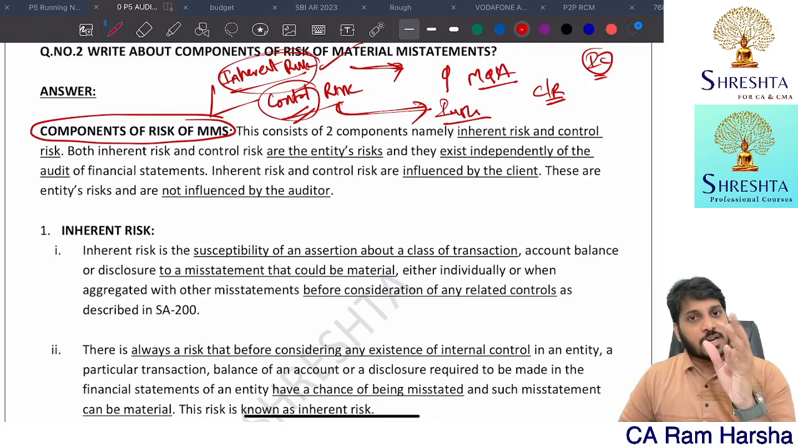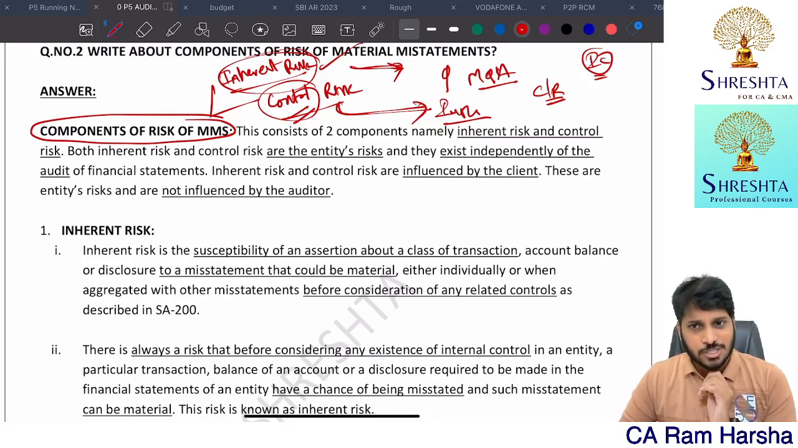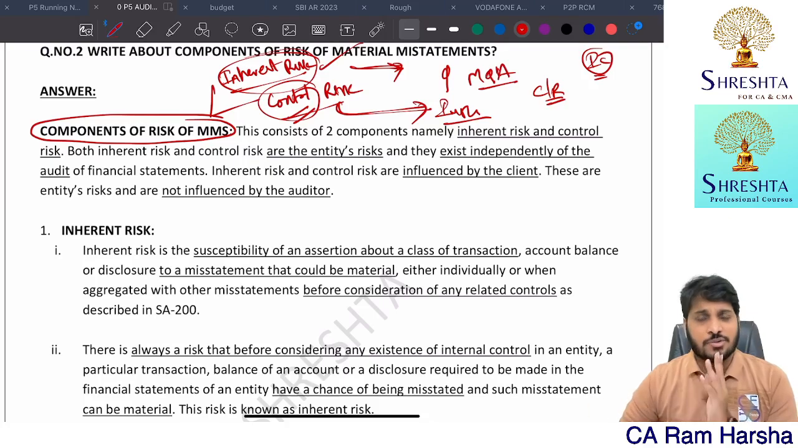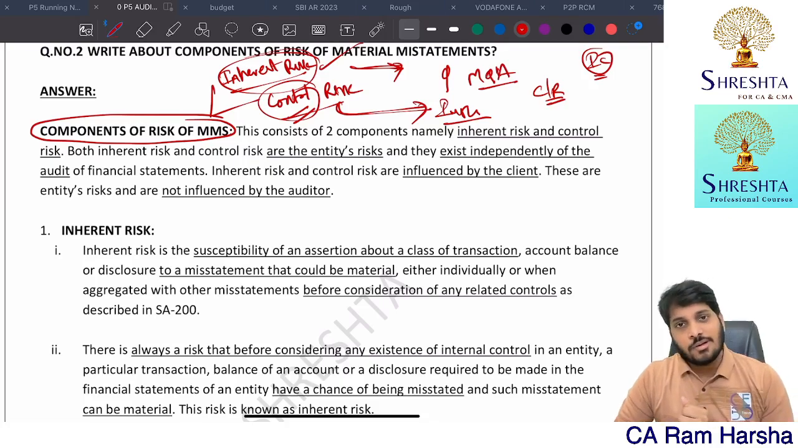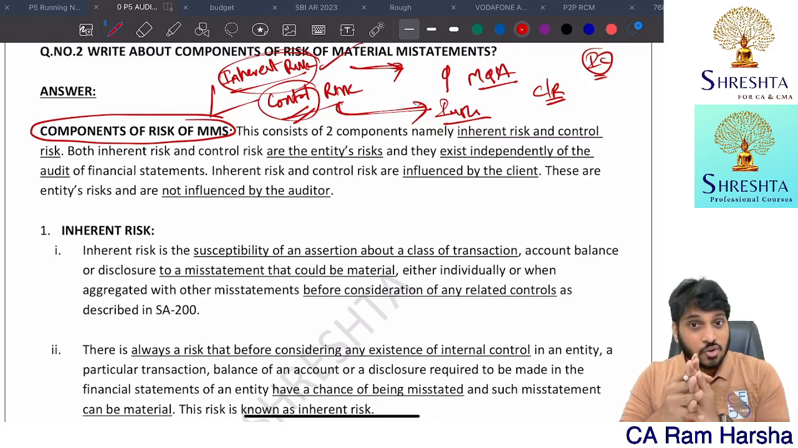Controls are nothing but policies and procedures. We have seen this in the quality control standard. Control means what? Some policy and procedure. Some rule they need to follow. Some procedure they need to follow every day. Standard operating practices. CCTV camera is a control. Internal controls we call it. What if that internal control is not proper?